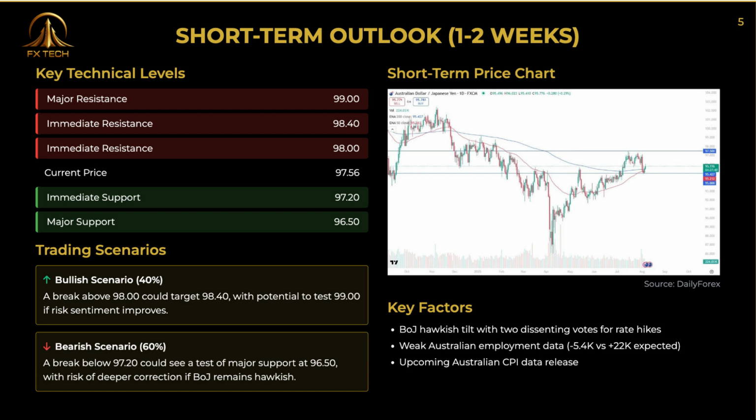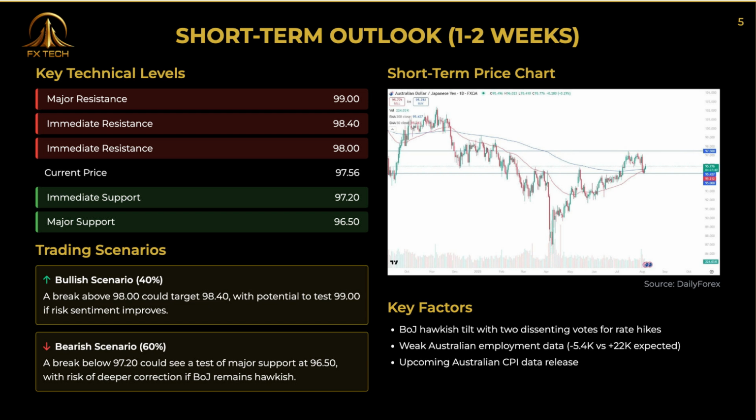movement. Looking at the key technical levels, we have major resistance at 99.00, with immediate resistance levels at 98.40 and 98.00. On the downside, immediate support sits at 97.20, with major support at 96.50. The current price of 97.56 is positioned in the middle of this range, indicating a potential decision point for the market. We've identified 2 primary scenarios for the short term.